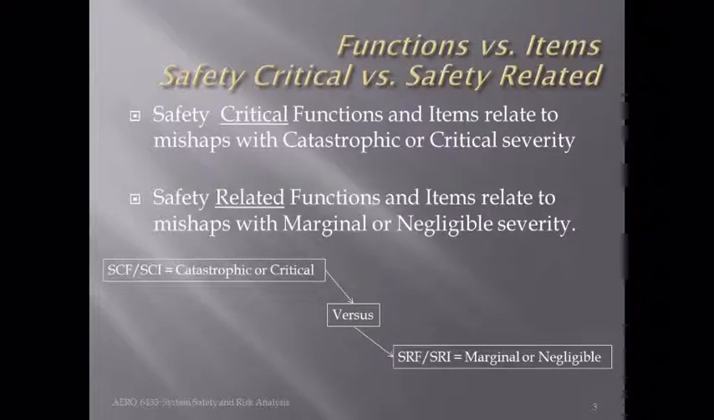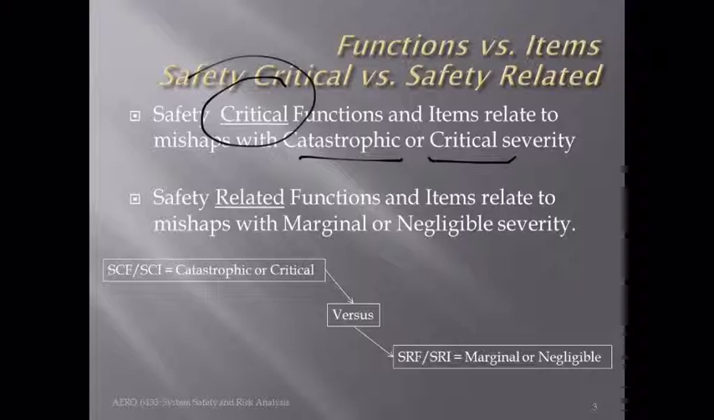They refer to the severity of the mishap in question. So safety critical are functions or items, mishaps that would be classified as catastrophic or critical. Safety related, by contrast, are those mishaps whose severity would be classified as marginal or negligible.